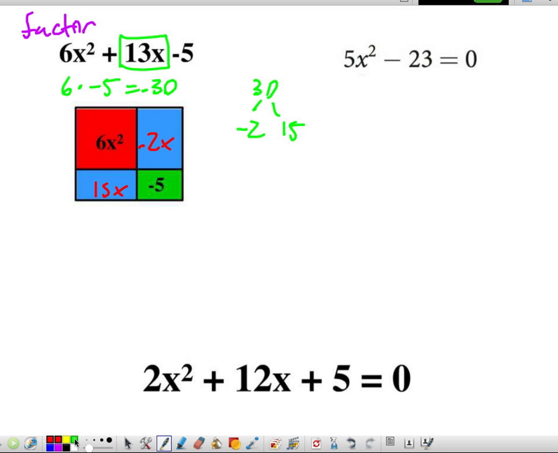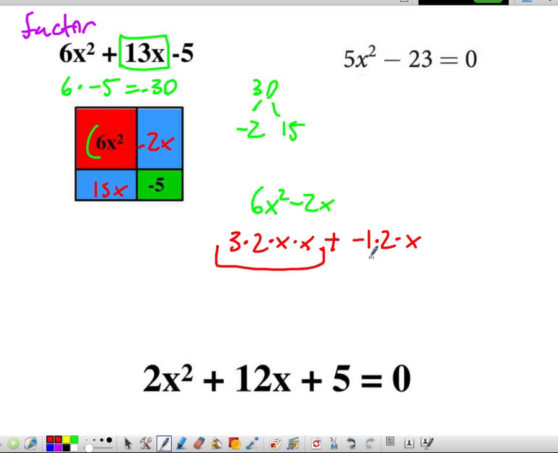Next thing that I would do for factoring is basically find factors. What can I take out from 6x squared minus 2x? I can break this down: 2 times 3 times x plus -1 times 2 times x. And so this is 6x squared, and this right here is -2x. Circle whatever they have in common. Well, they both have a 2 and an x, and that is the dimension of this red box right here.